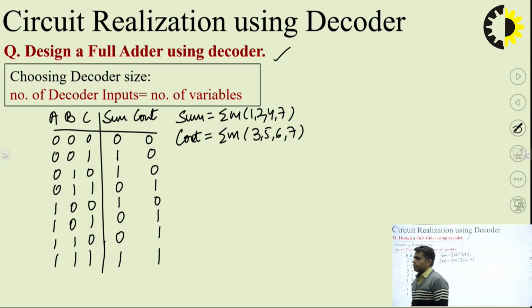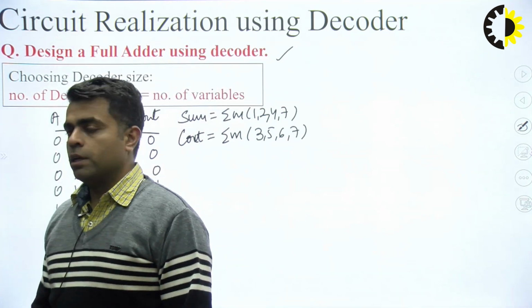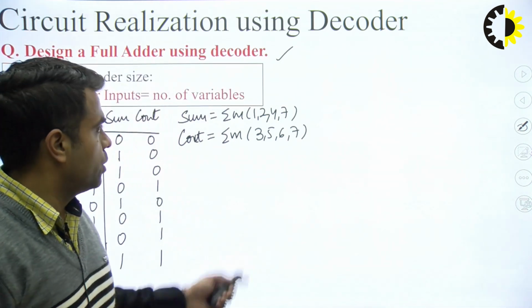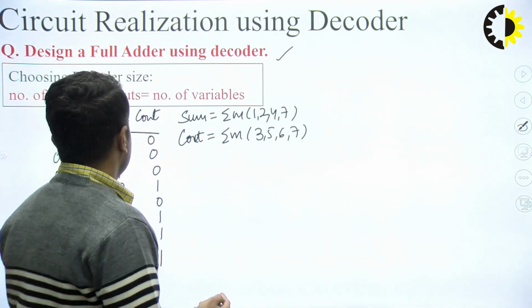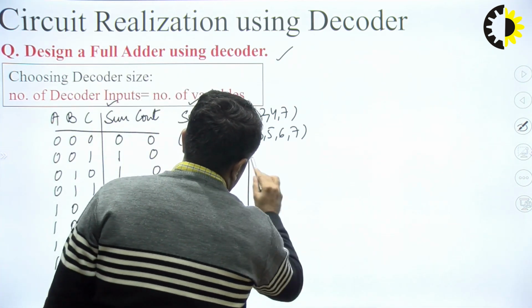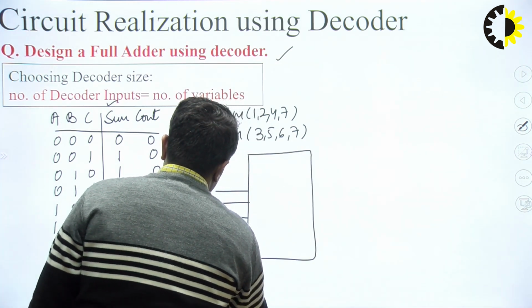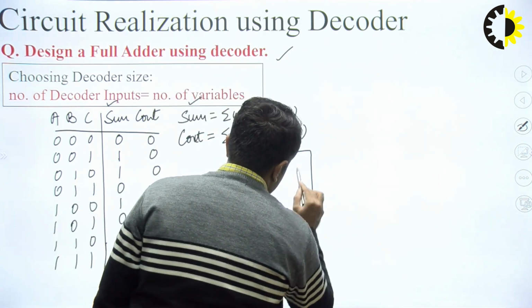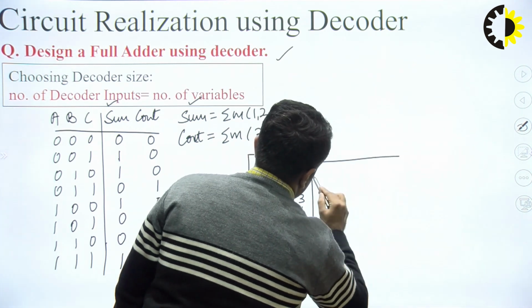But the thing is, in this case my circuit is demanding 2 outputs. In case of a multiplexer, the output can be a single one, but in case of a decoder, any number of outputs can be obtained. So we have to choose a decoder with inputs equal to the number of variables. That means I will again choose a decoder with 3 inputs, A, B and C, a 3 cross 8 decoder, with outputs 0, 1, 2, 3, 4, 5, 6, 7.